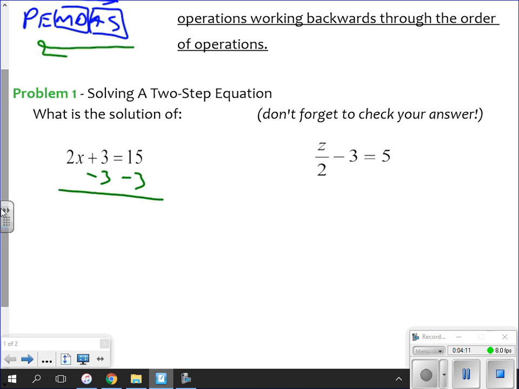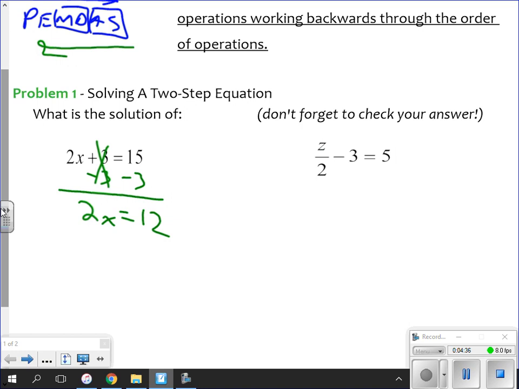Step number 1. My 2x doesn't change. The only thing that goes out here is the plus and minus 3 cancel each other. I still have my 2x. The equal sign comes down, and then I have 15 minus 3, which is 12. Step number 1, get rid of the addition or subtraction. Okay, so I've got rid of the addition and subtraction.